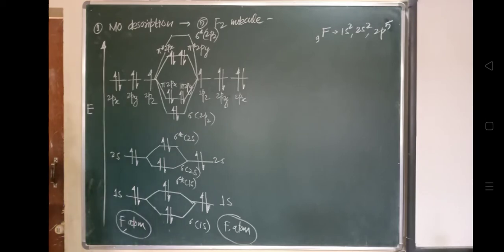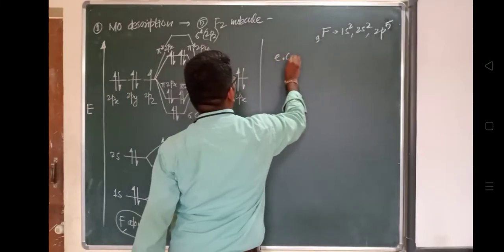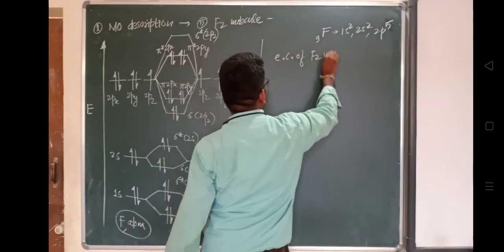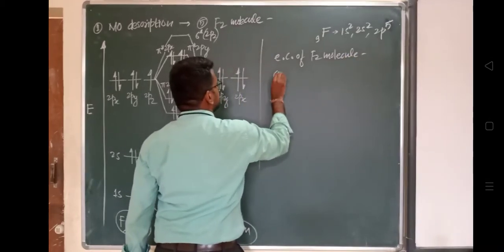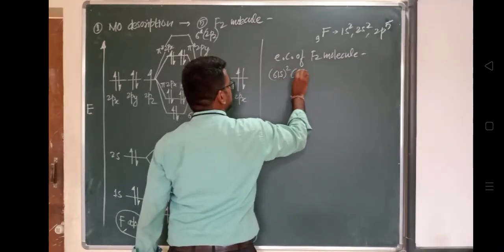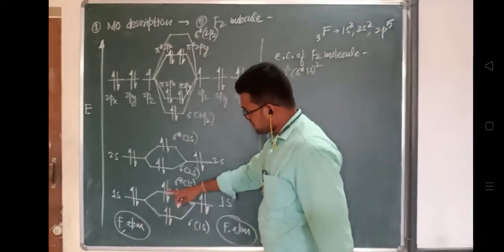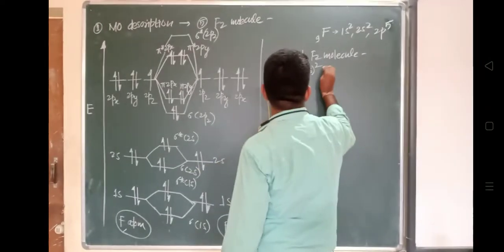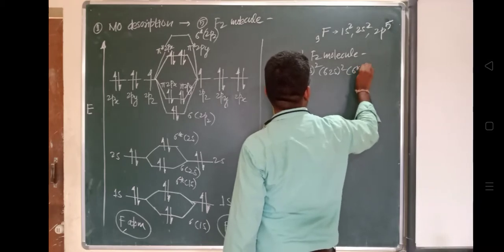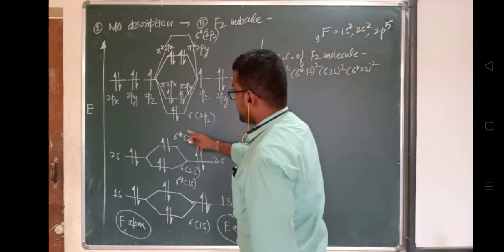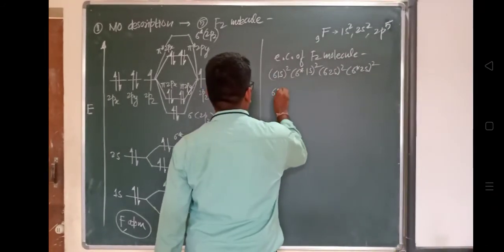So this is the F2 molecule. If we see the electronic configuration of this F2 molecule, it can be written as sigma 1s2, sigma star 1s2. You can check: sigma 1s2, sigma star 1s2, then sigma 2s, based on the increasing order of their energies, sigma 2s2, then sigma star 2s2, then sigma 2pz. Okay, then the next one is the sigma 2pz.